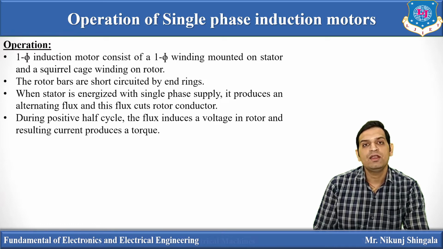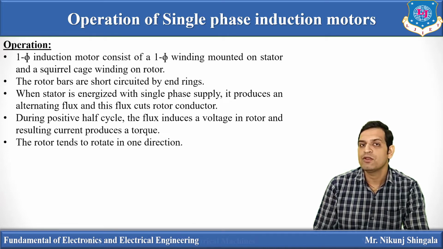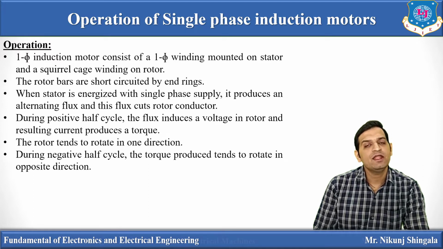Now as only one winding and one-phase supply is there, only one alternating flux will be there. So there will be two cycles, a positive cycle and a negative cycle. During the positive cycle, the flux induces a voltage in the rotor as per Faraday's law of electromagnetic induction. As a result, torque is produced in the rotor and the rotor tends to rotate in one particular direction. During the negative cycle of the flux, torque is also produced in the rotor conductors, and that will try to rotate the rotor in the opposite direction. So in one cycle, the rotor will try to rotate in one direction and then the other.